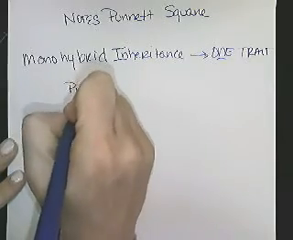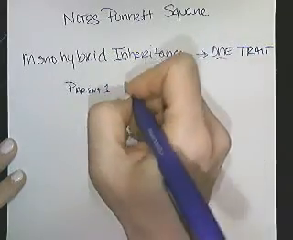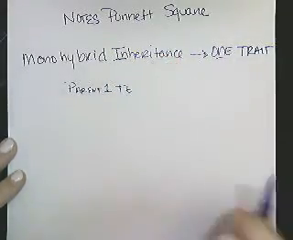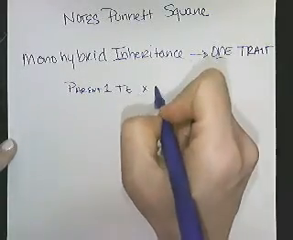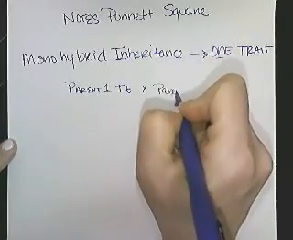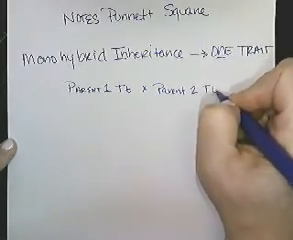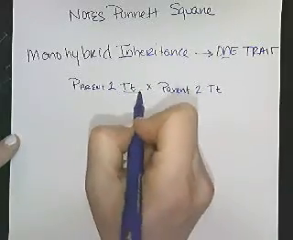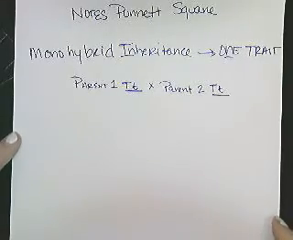We've got parent 1, and parent 1 has a genotype of uppercase T, lowercase t, so two different forms of the gene, which we call heterozygous, times, we're going to cross it with parent 2. And parent 2 is also heterozygous for this trait. So here are the genotypes, uppercase T, lowercase t. Both parents are heterozygous. So these are the parents.